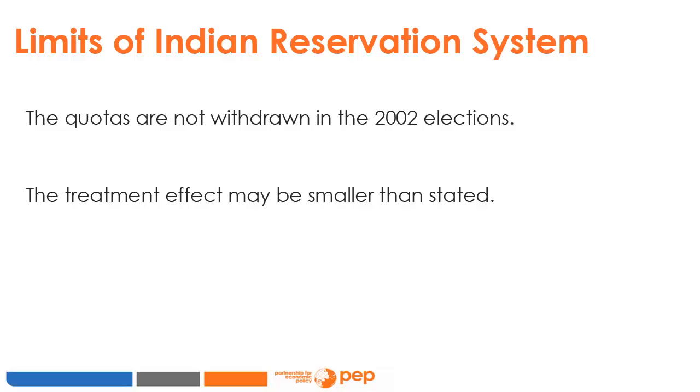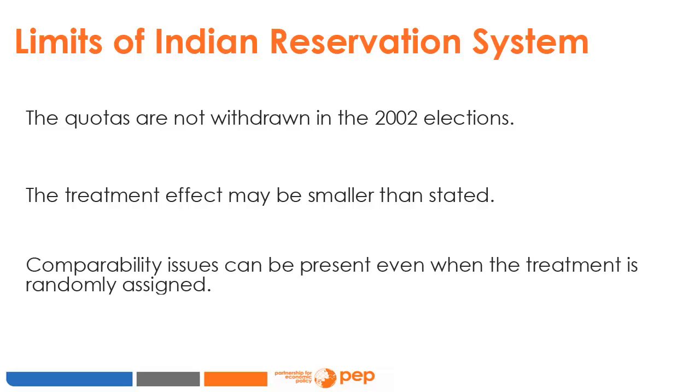There is scientific literature suggesting that the treatment effect is smaller than that stated by the author of the original article. This natural experiment highlights the fact that comparability issues can be present even when the treatment is randomly assigned. It is not clear that one should analyse a subsample of the data in which there are no reservations in 2002 and extrapolate conclusions to a situation without reservations.